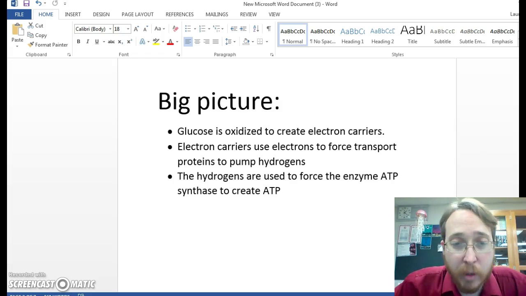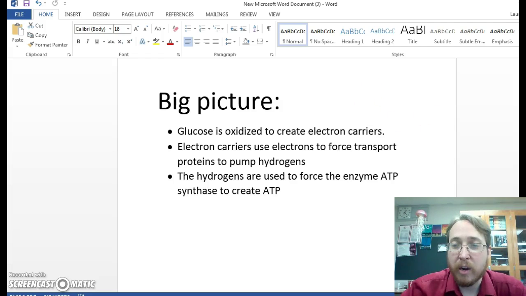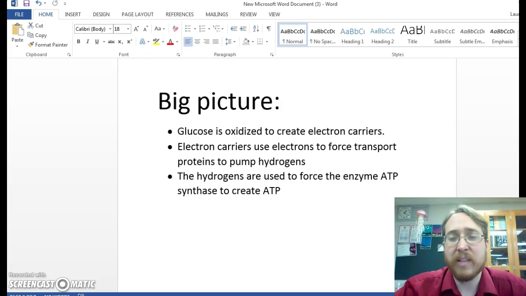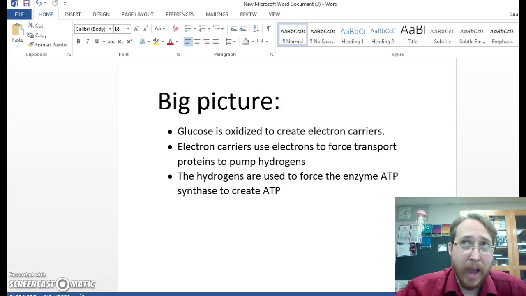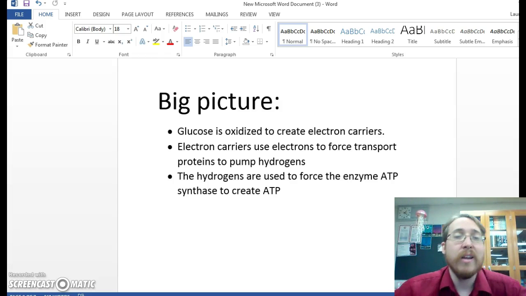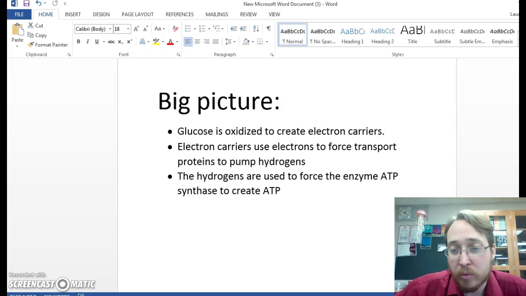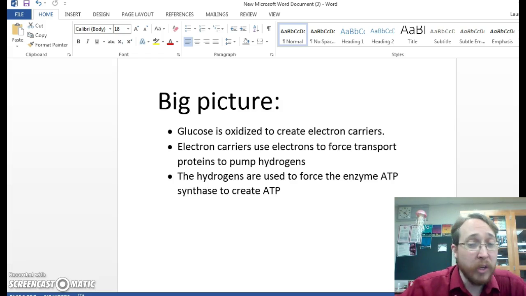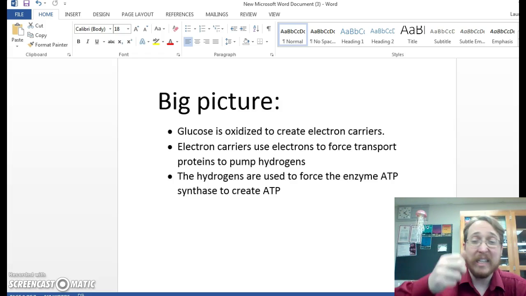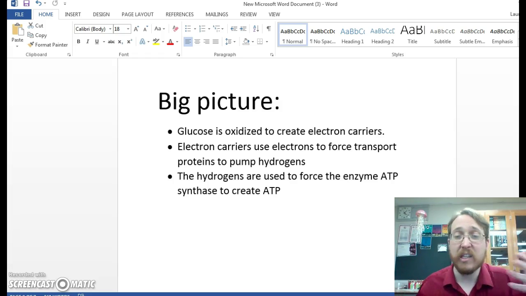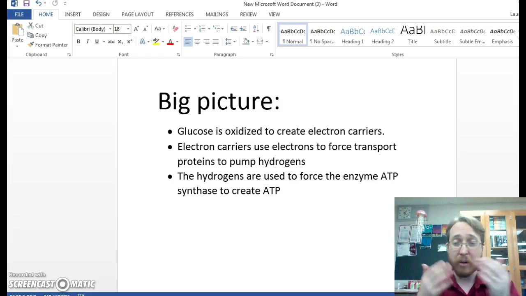Big picture. Glucose is oxidized to charge electron carriers. What the heck does that mean? Oxidation is a fancy word that means something is acting like oxygen. Well, oxygen is highly electronegative and it pulls away electrons. So if glucose is oxidized, the electrons have been ripped away from glucose. When we break glucose down, the reason why our cells do that is really to get the electrons out of it. So we're stealing electrons away from glucose, which are negatively charged.